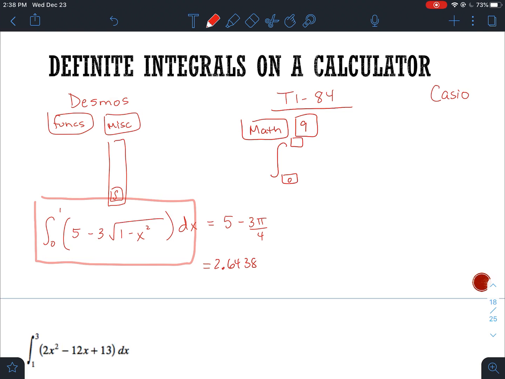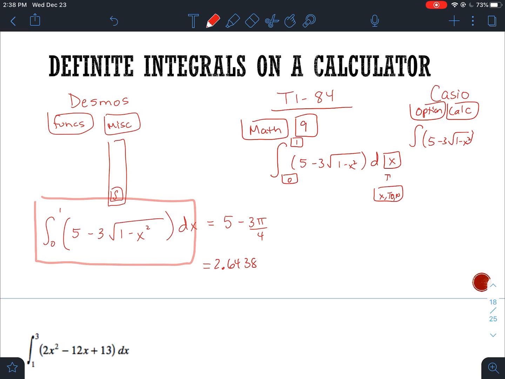On a TI-84 or on a TI, you're going to hit the math button, and then you hit 9 for the definite integral, and then you get this, and then you get these little boxes. So you're going to do 0 and 1, and then you'll type in the function, and then you're going to type in an x right there, the X,T,theta,n button. You do that for n, and then you can hit enter, and then it'll give you your definite integral.